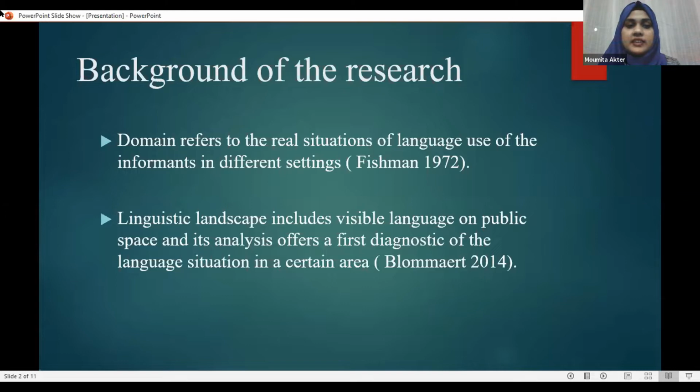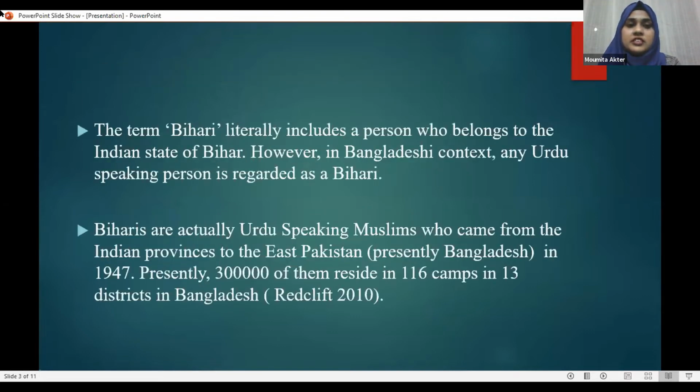For example, the language used in shops and billboards, and its analysis, offers a real scenario of any language situation. Okay, so there are some misconceptions regarding the term Bihari. The term Bihari literally includes a person who belongs to the Indian state of Bihar. However, in the Bangladeshi context, any Urdu-speaking person is regarded as a Bihari. And in reality, Biharis are actually Urdu-speaking Muslims who came from the Indian provinces to East Pakistan in 1947.